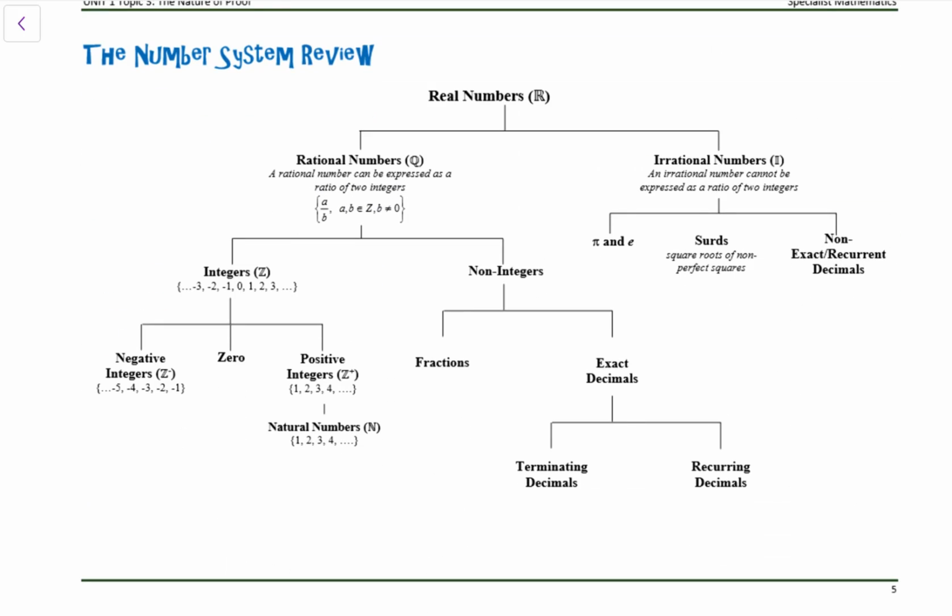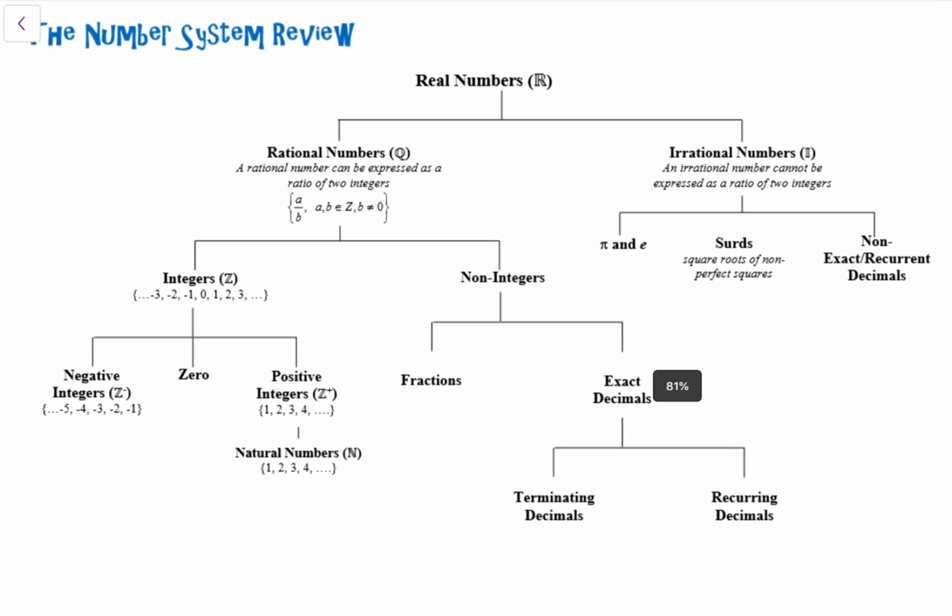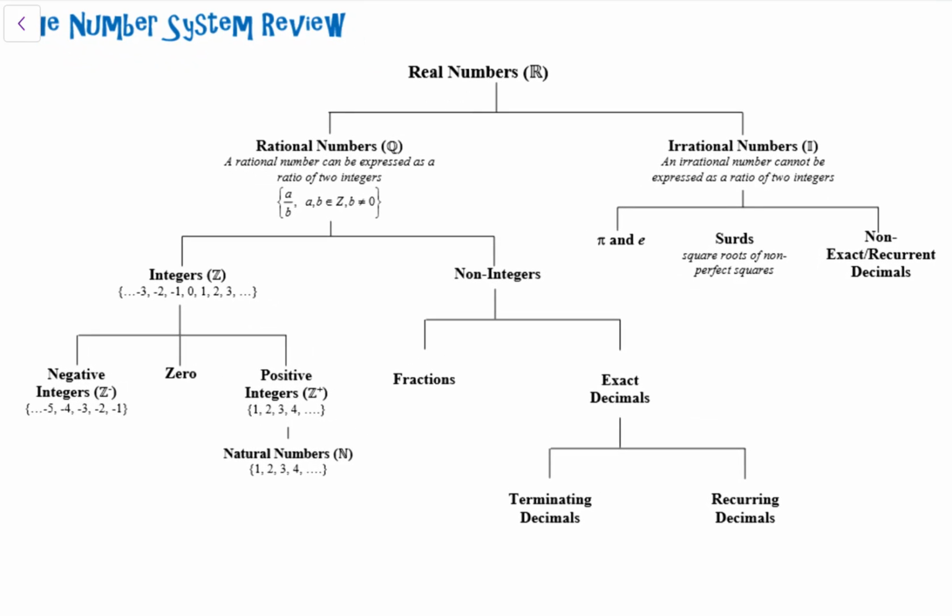A quick review of the number system, which you saw in Maths Methods. Real numbers, or R, we're looking at the real number system at the moment. They can be split into rational numbers, or Q, and irrational numbers, I. We'll start with the irrational numbers first. An irrational number cannot be expressed as a ratio of two integers. Pi and e, our surds, which are square roots of non-perfect squares, and non-exact or non-recurring decimals. Okay, so the decimals that have no pattern, they keep going on forever.